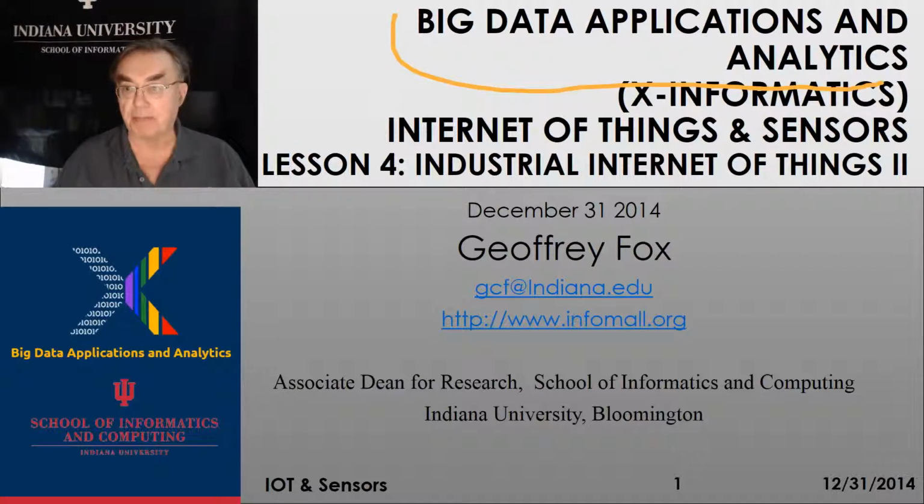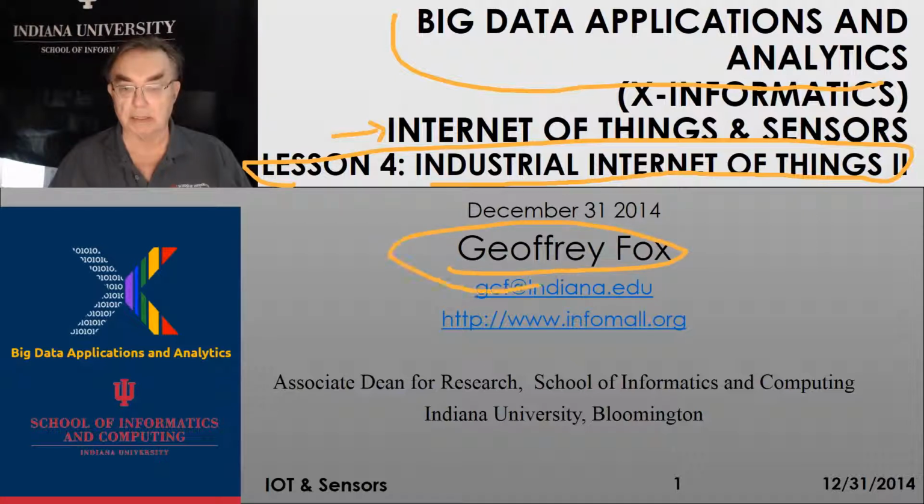Orange. Big Data and Applications is the course, or X informatics is the old name, which has fallen into disuse. And we're doing the Internet of Things and Sensors unit and section. And we're doing a second lesson on the Industrial Internet of Things. And here I am, and off we go.